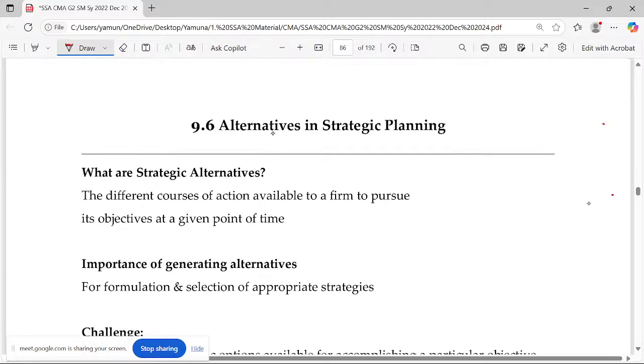9.6 alternatives in strategic planning. It's nothing but different courses of action which will be available. Please remember, it's not available at different points of time, but at a given point of time. See, alternative is, I'm going to execute this one or that. So you have to be careful on this.